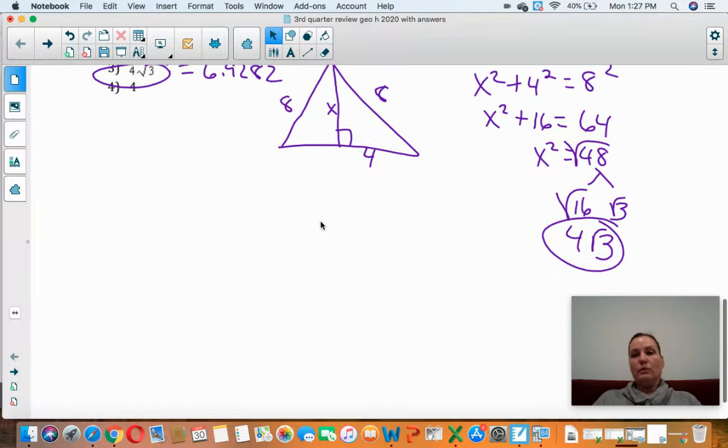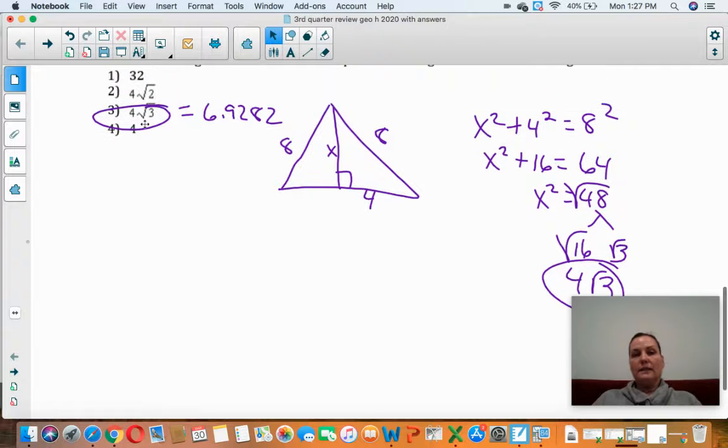Now, if you're having trouble with radicals, you can actually do radical 48 in your calculator, and it's a decimal. It equals 6.9282. And then you could take each of these answers and also convert them. Choice 3 is also 6.9282. So that's another way to do it if it is multiple choice.